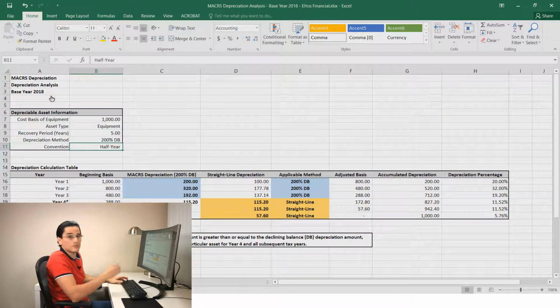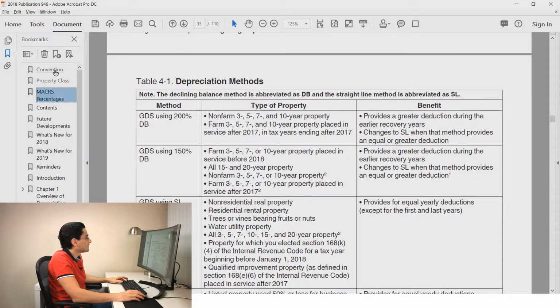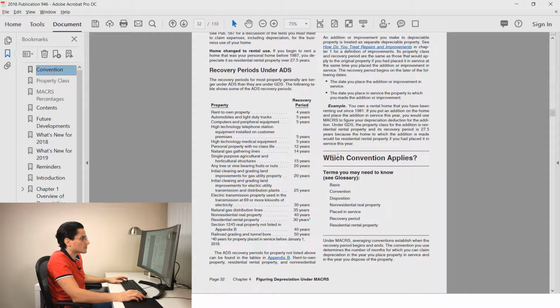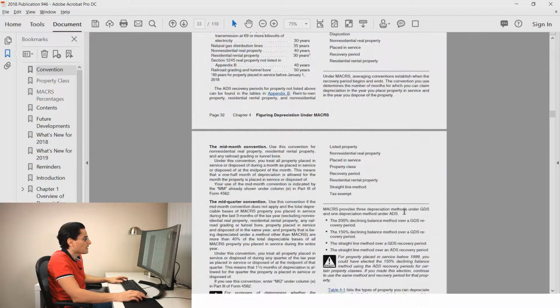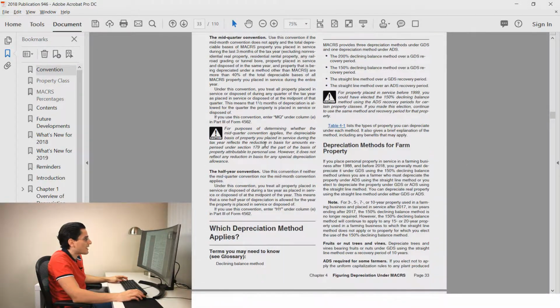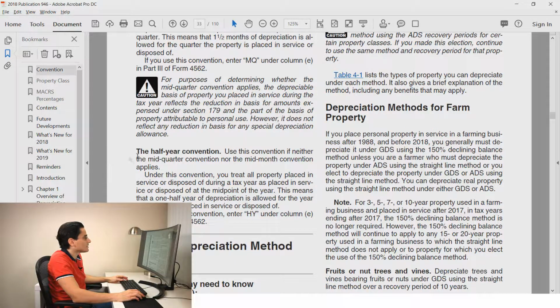And on top of that, we have the convention, which is the half year. Let's take a look at the conventions here. It says which convention applies. And we take a look at the half year. It says use this convention if neither the mid-quarter nor the mid-month convention applies, okay?